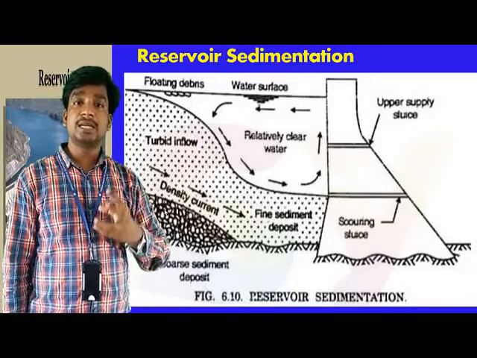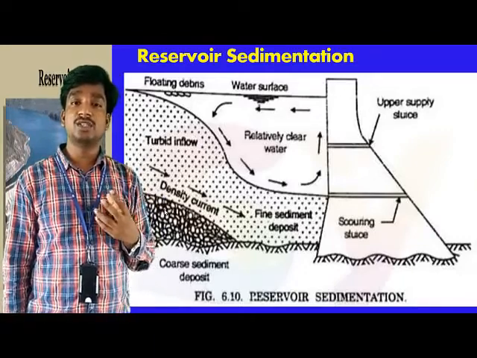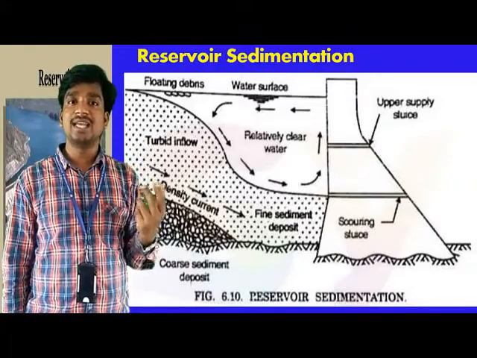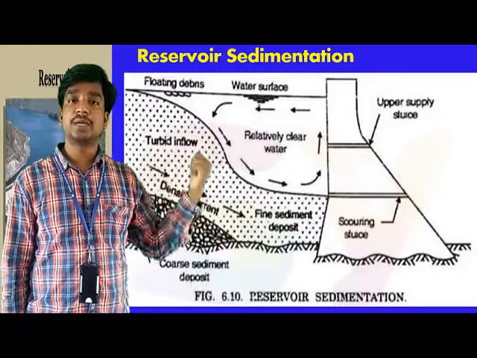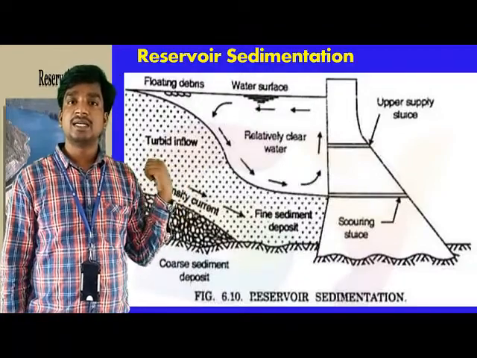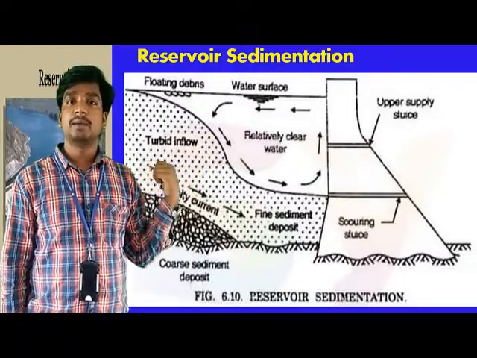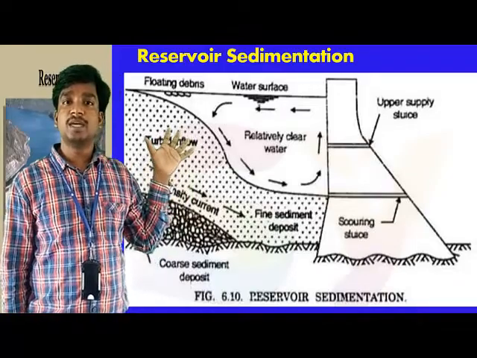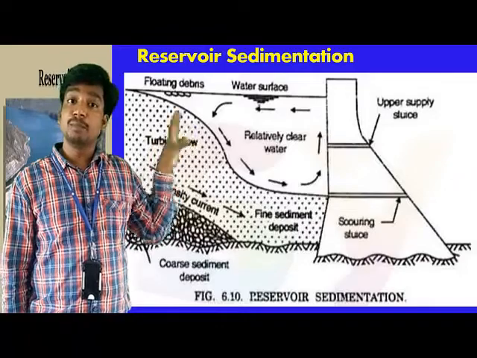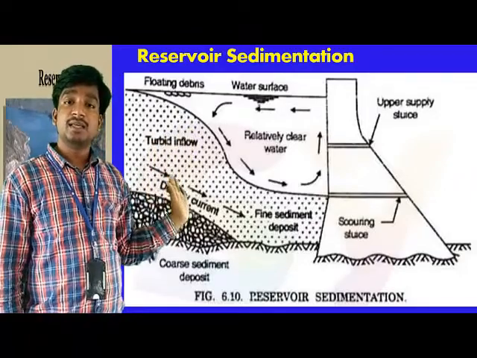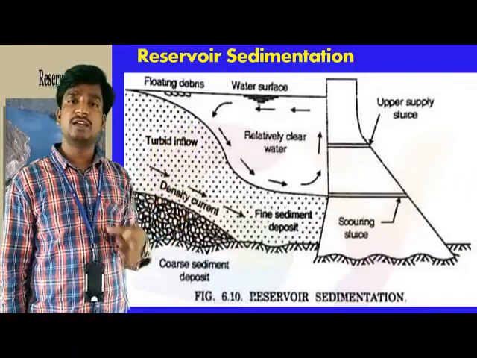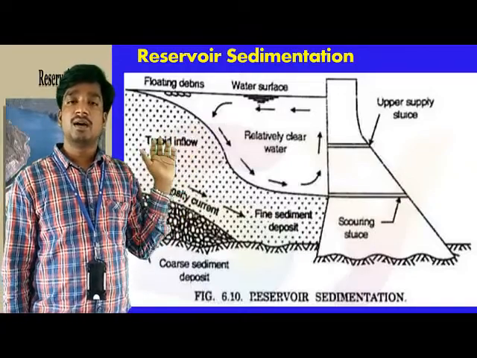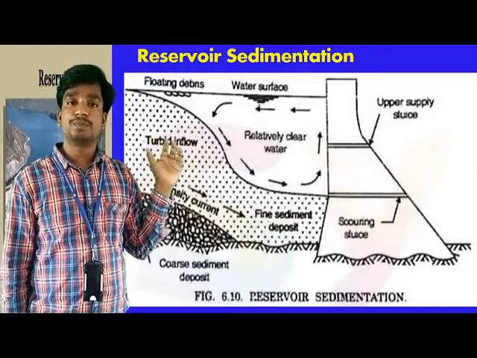So the silt deposition, or sediment deposition, is considered as divided into two heads. One is suspended load. The second one is bed load, or bed deposition. So this suspended load will be more comparatively than the bed load. Bed load is naturally very, very less. It is only 10 to 15% of the suspended load.